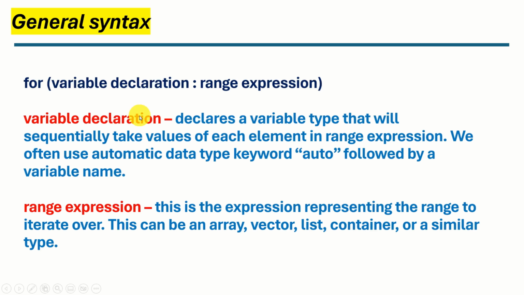Variable declaration declares a variable type that will sequentially take values of each element in the range expression. We often use the automatic data type keyword auto followed by a variable name. Then we have range expression. Range expression is the expression representing the range to iterate over. This can be an array, vector, list, container, or a similar data type.